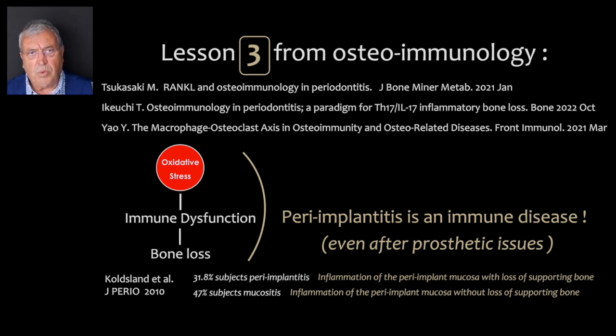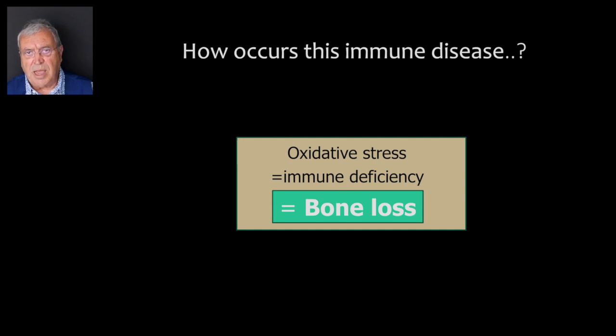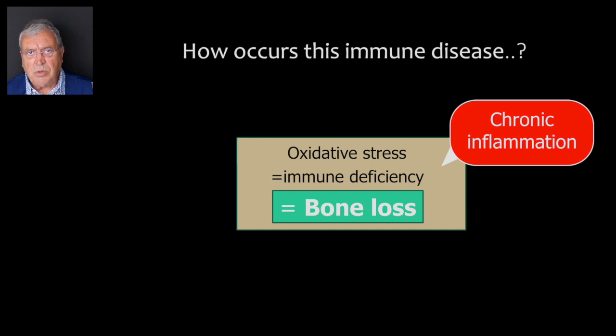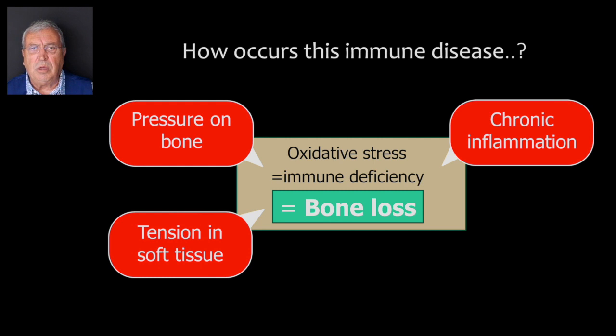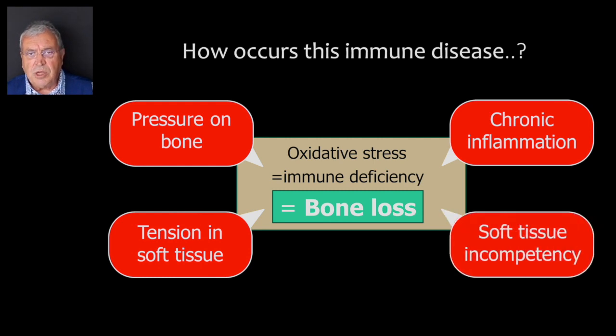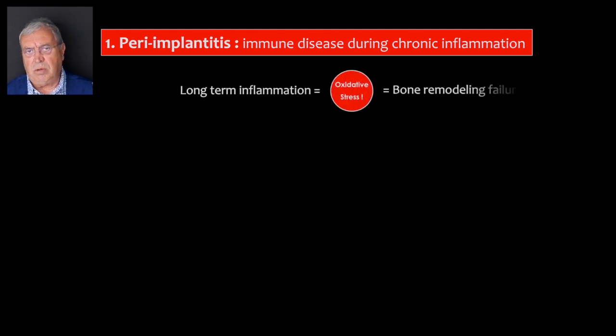But how to explain this immune disease? Again, bone loss follows immune deficiency. Then, chronic inflammatory disease will induce immune disease. Pressure on bone will induce immune disease. Tension will induce immune disease. Soft tissue incompetency will induce immune disease. First, chronic inflammation, long term, followed by bone remodeling failure.